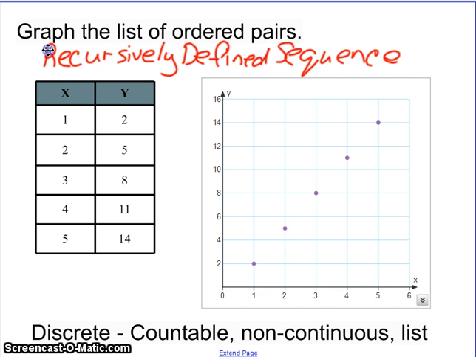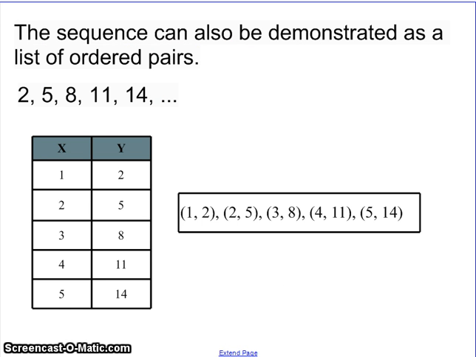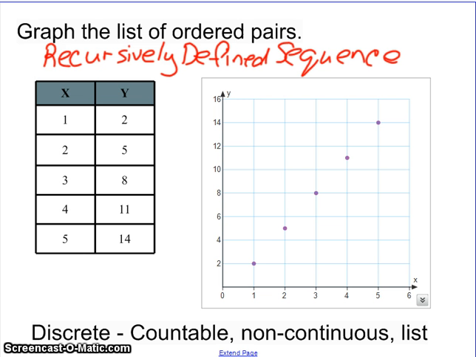When we left off on the previous set of notes, we got this list of ordered pairs for the sequence we had been examining. So if we have a list of ordered pairs, we should be able to graph those ordered pairs and show a graphical representation of this sequence, okay? And so that's what you see here. I've already graphed the ordered pairs for you. Here they are.